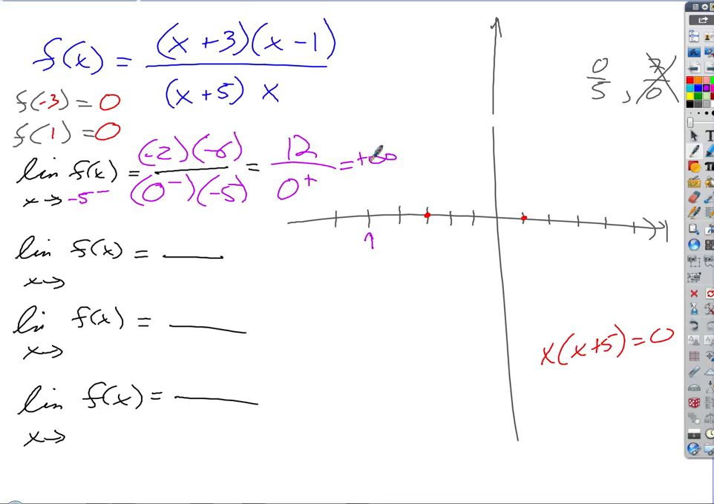Wait, so if x was approaching -5, and you're adding 5 to it, right? Why is it negative? Because, okay, what if we made a table out of this, right? That's another way we could look at this. We kind of visualize what's going on with this. You're approaching it from the left. I know you're doing it from the right.